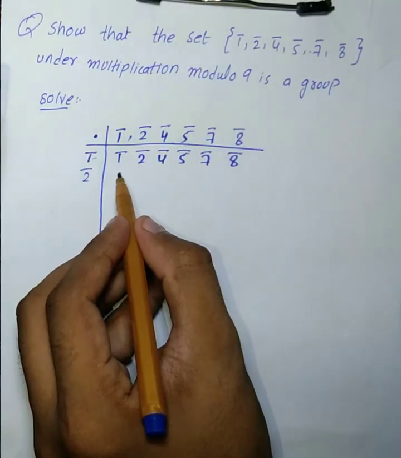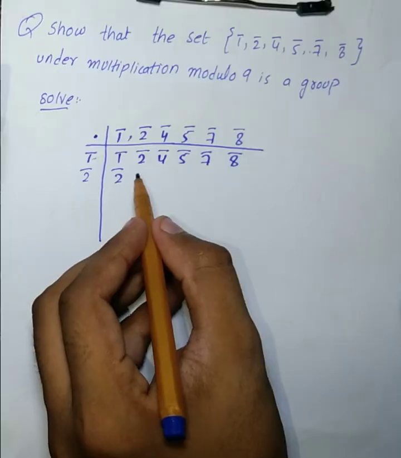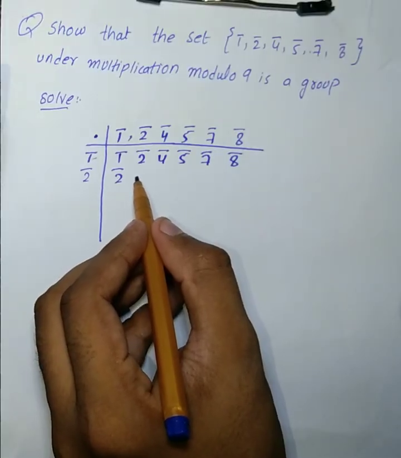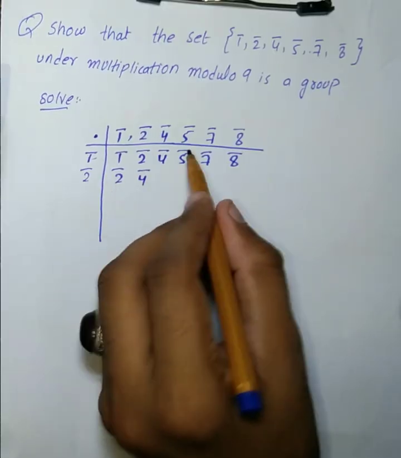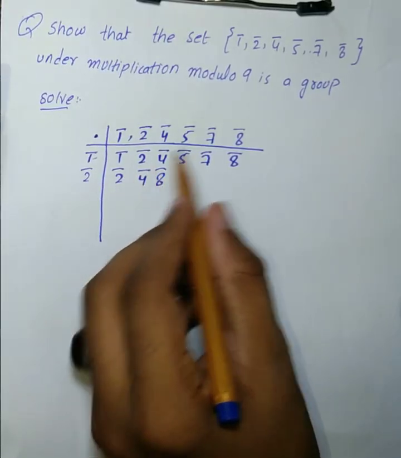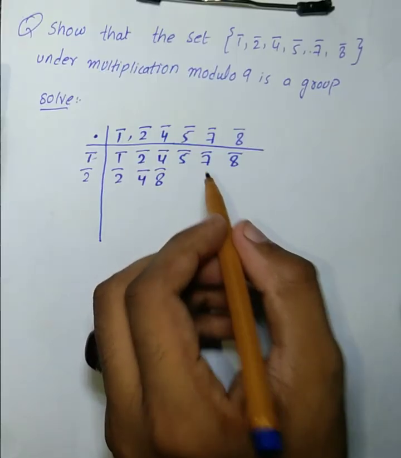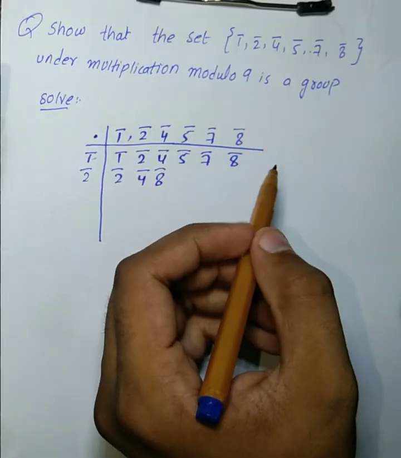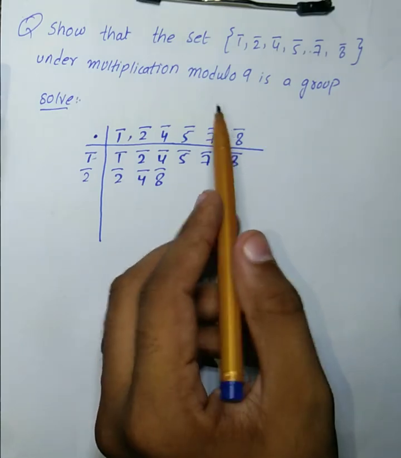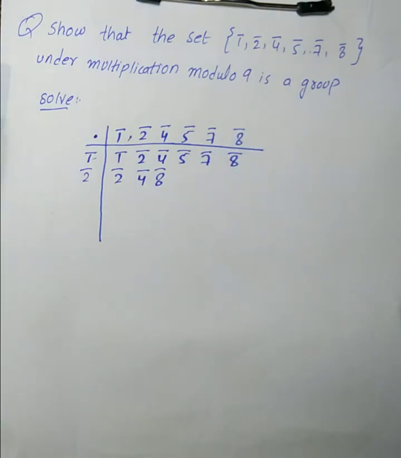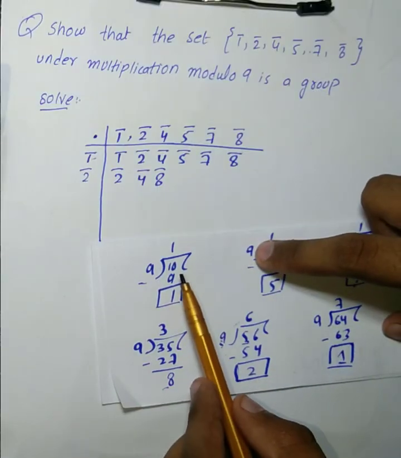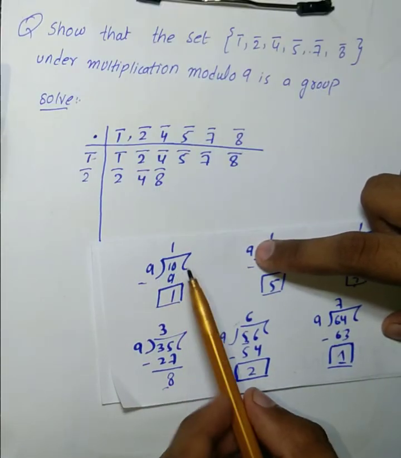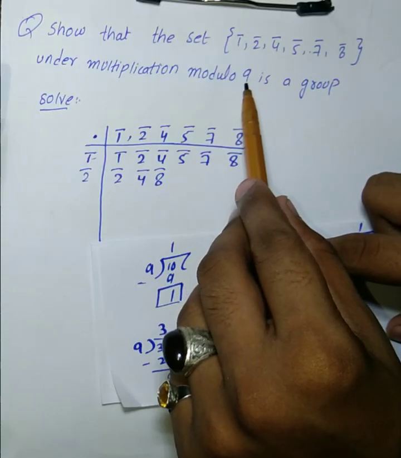2 times 1 is 2, and 2 times 2 is 4. 2 times 4 is 8, and 2 times 5 is 10. The 10 is greater than 9, so we divide. The rule is that 5 times 2 is 10, and 10 is divided by the divisor, which is modulo 9.